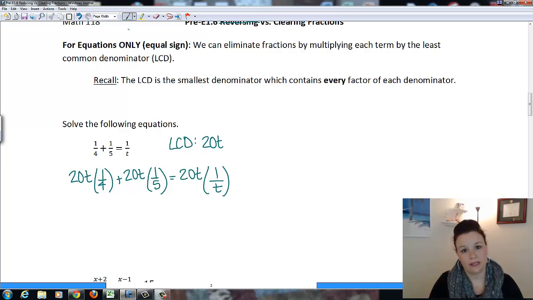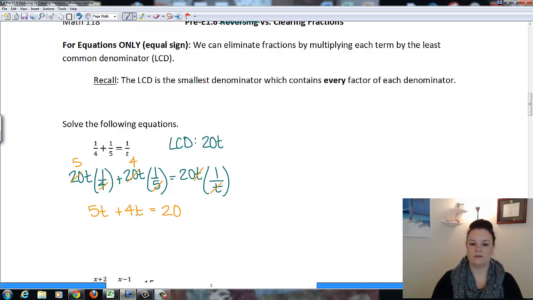And the reason I'm doing that is because now notice all of my denominators will cancel away. Because on the first term, 4 goes into 20 5 times, which leaves me with 5t. On the second term, 5 goes into 20 4 times, which leaves me with 4t. And then on the other side of the equation, my t's will cancel, and I'm left with just 20 times 1, which is 20. Okay? And now I have something that's much easier to solve. I combine my like terms. 5 and 4 gives me 9t is equal to 20. And then I divide off that 9.